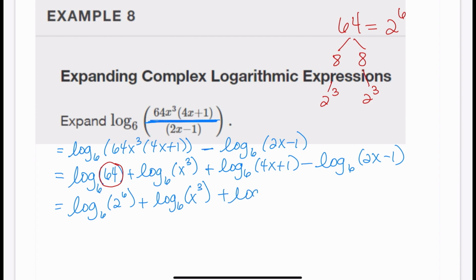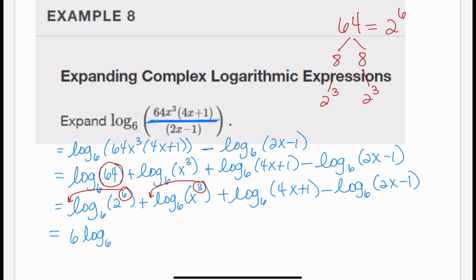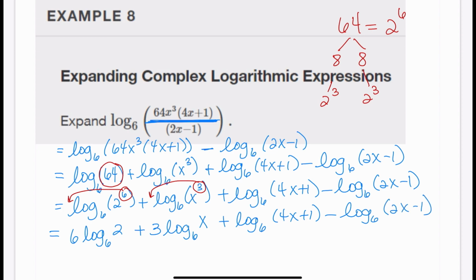Remember that these we don't touch anymore because these factors are together and we do not touch them at all. We just let them be. So then now I can apply the power rule. I move the 6 to the front and I will move the 3 to the front. So my final answer is going to be 6 times the log base 6 of 2 plus 3 times the log base 6 of x plus the log base 6 of 4x plus 1 minus the log base 6 of 2x minus 1. And that's my final answer.